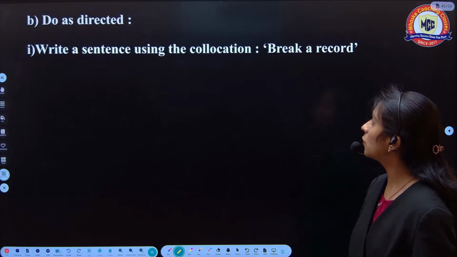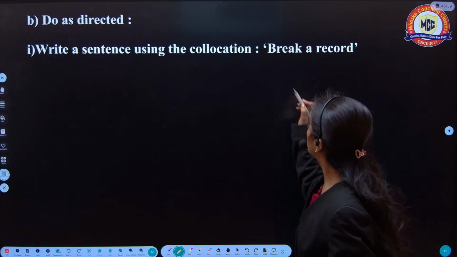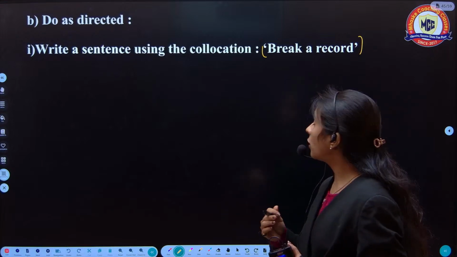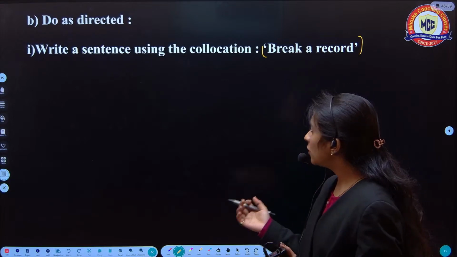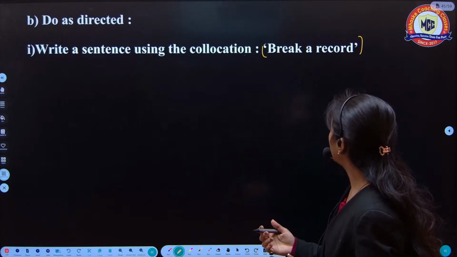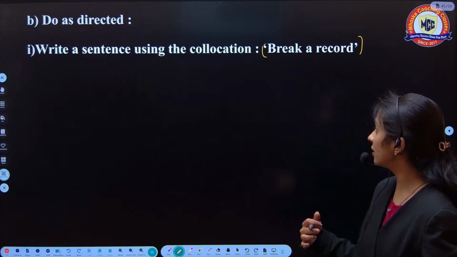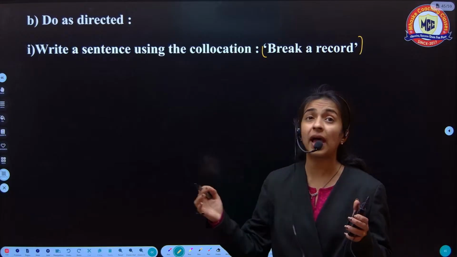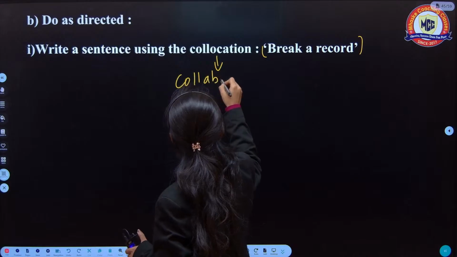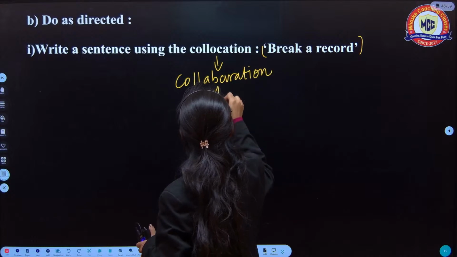Write a sentence using the collocation break a record. As I told you in the introduction, collocation means a group of words which make a phrase, and it cannot be broken down because they usually feel natural. They are always together. So break a record or heavy rain. We will not say strong rain or something. So that is what collocation means. Collocation is a combination of words.